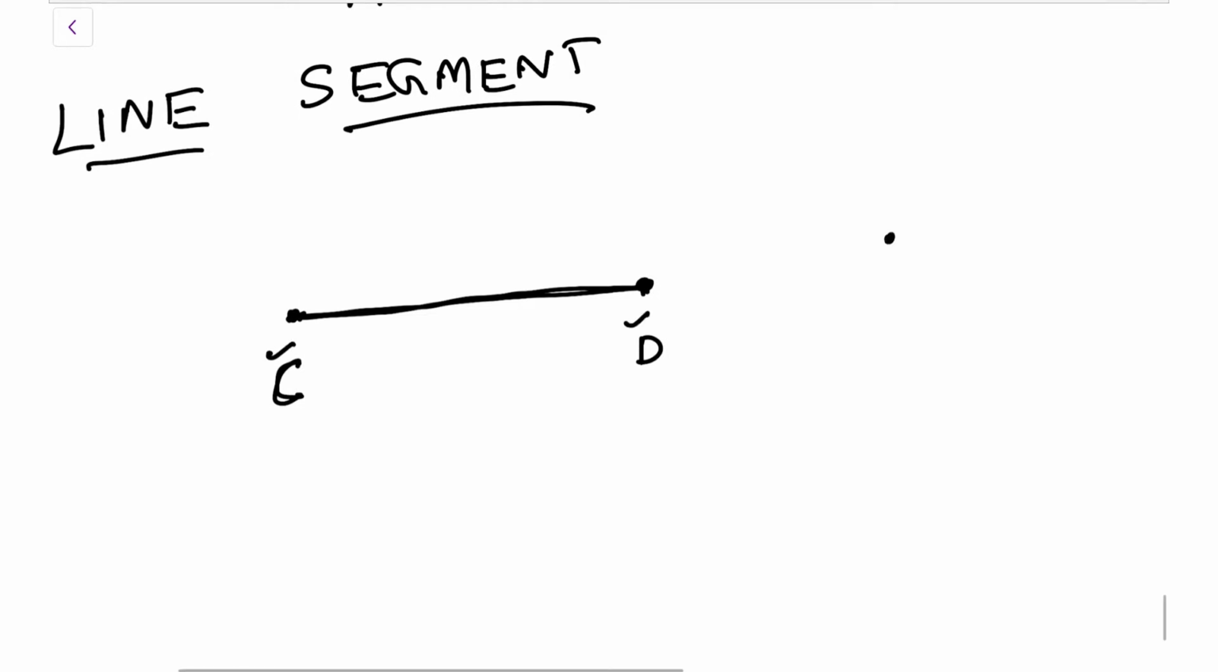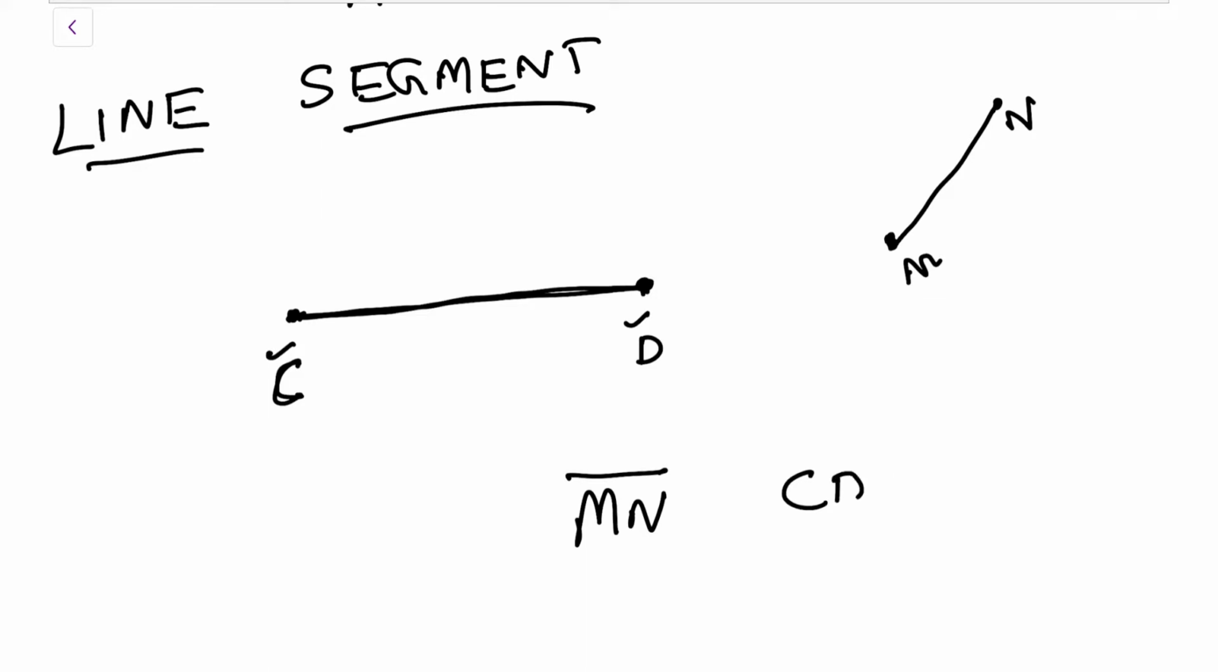You can have another line segment and you can name it MN. This is another line segment. What is the symbol? How do you write a line segment? This is the symbol, MN or CD. All right. As you can see, because it has a starting and ending point, we just put it like this. We don't put arrows on either side.